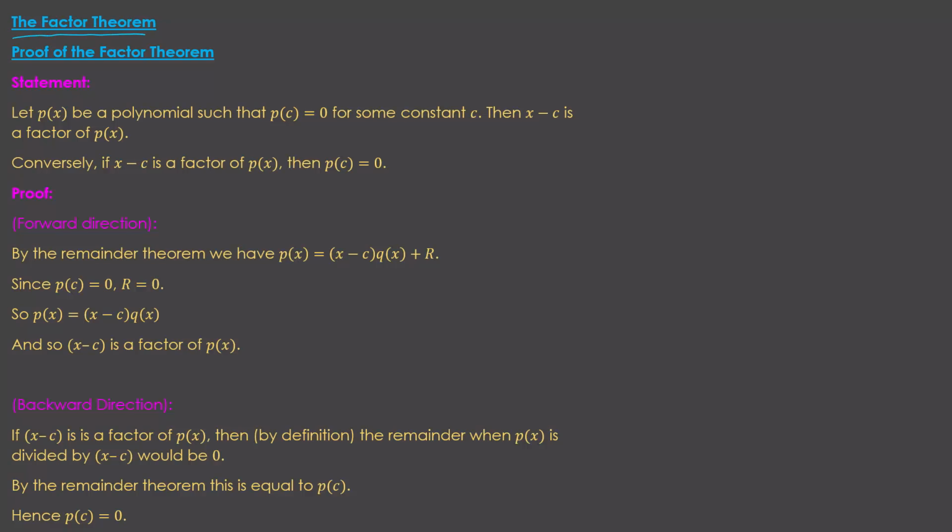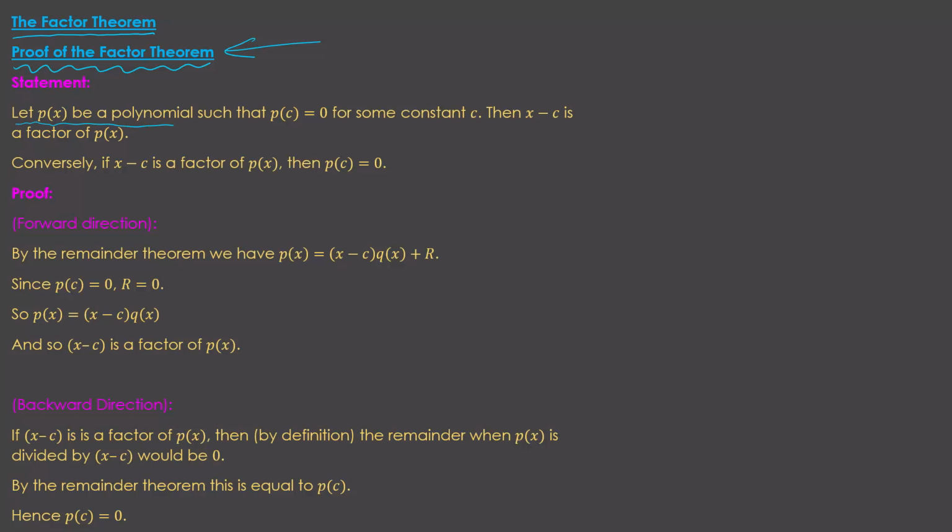The factor theorem. We're going to start with the proof of the factor theorem, which you're not likely to be ever asked to reproduce. Now remember, the factor theorem is a special case of the remainder theorem. It's the case when the remainder is 0. You know that something is a factor if the remainder on division is 0.